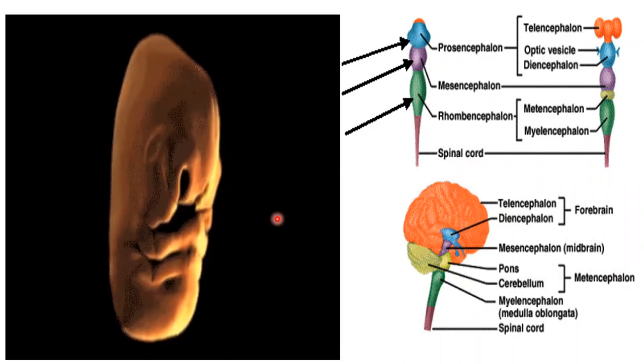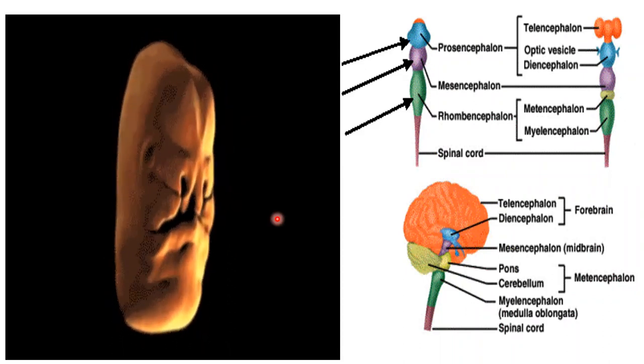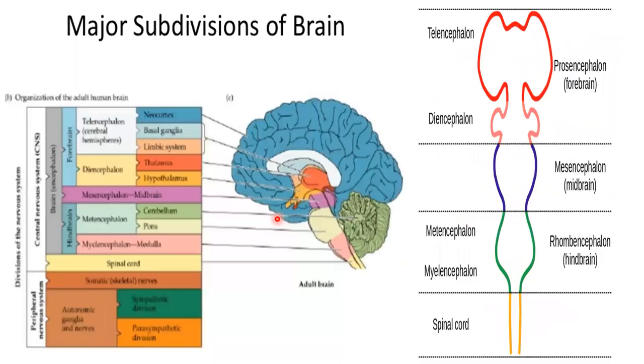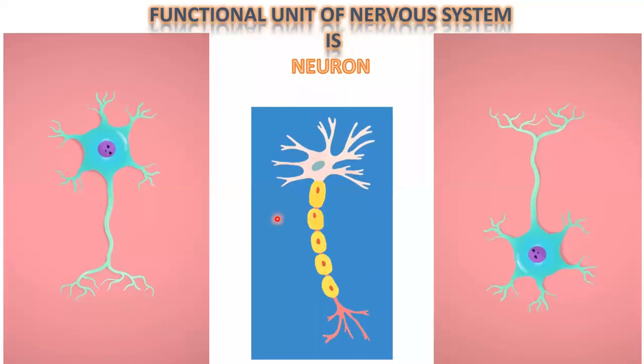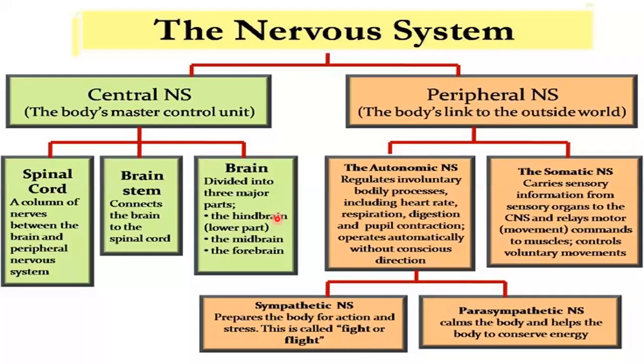These nervous cells have many types of organelles, many things that we will see now. Basically, the classification of the nervous system: let me show you the simplest thing. The nervous system is briefly classified into two types, central nervous system and peripheral nervous system. The central nervous system includes your spinal cord, brainstem and brain. Your peripheral nervous system is further divided into two types, autonomic and somatic.